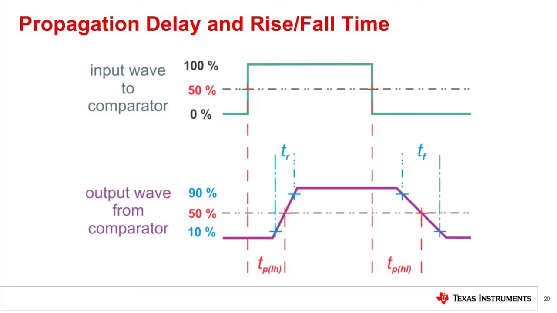Besides the propagation delay, we also have the rise and fall time, TR and TF. This is the time required for the output to transition from 10% to 90% of its final value. Note that the propagation delay of a comparator can be different for the rising and falling edge due to the sizing and impedance of those output stage transistors.